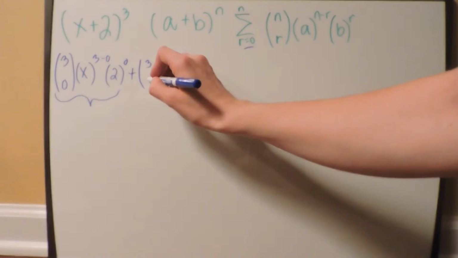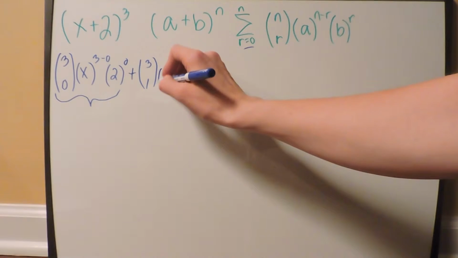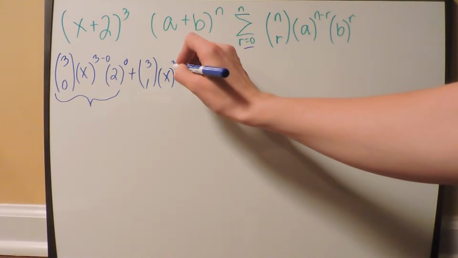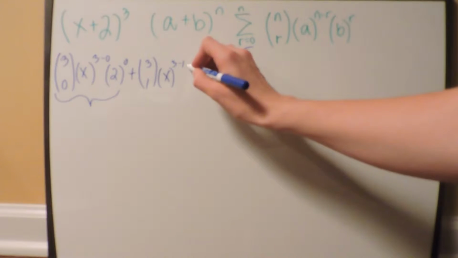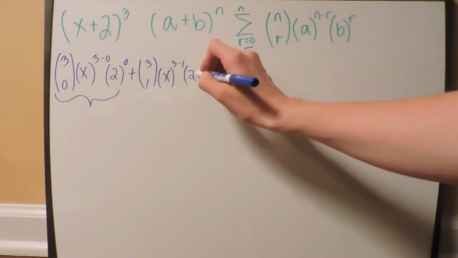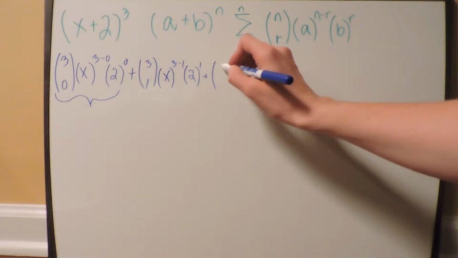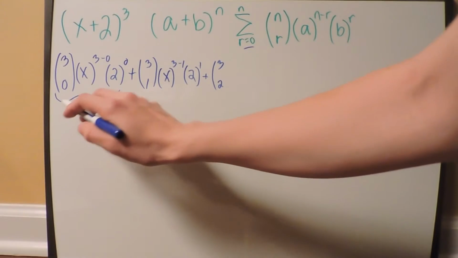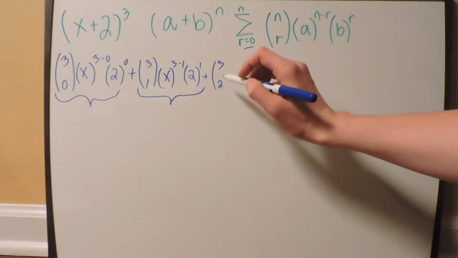And we're going to add that, that's our first term, to our second term, which is going to be 3 factorial over 1. We're going to do x to the n minus r, and we're going to multiply that by 2 to the r, which in this circumstance we add 1 every time, right? And this is our second term.